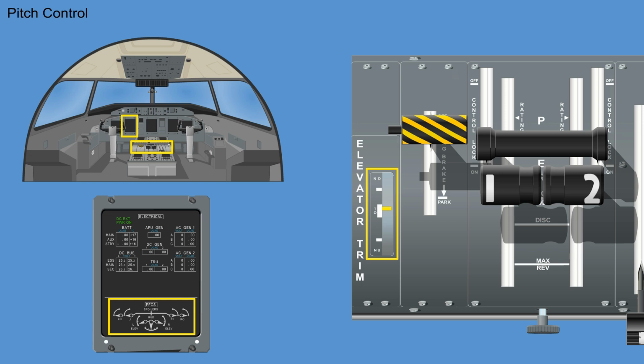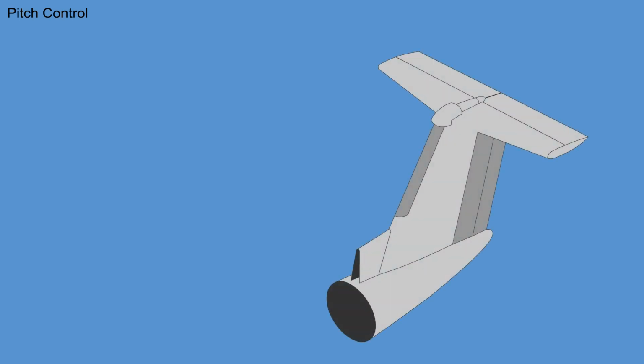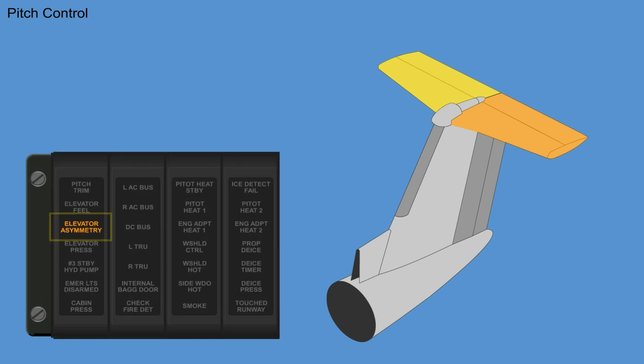Whenever the elevator trim set is outside the takeoff range and both power levers are advanced, an RL warning will sound. Whenever a mismatch occurs between the left and right elevator, an elevator asymmetry caution light will illuminate.